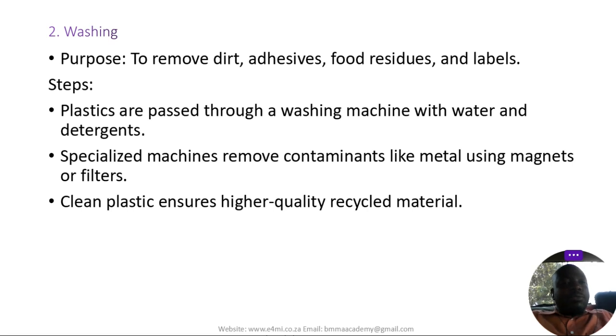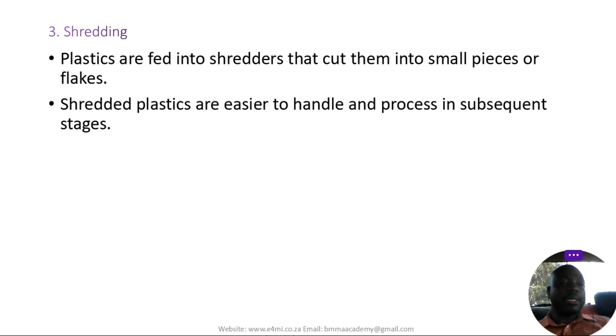After that, we have to wash the plastic to remove the dirt, adhesives, food residues, and labels. We do this by passing them through a washing machine with water and detergents. Or we can use specialized machines that can remove contaminants like metal using magnets or filters. Cleaning plastics to a high quality will also help us produce high quality recycled material. If you cannot use any of the machines, or if you don't have them, then you can also use your own hands as well.